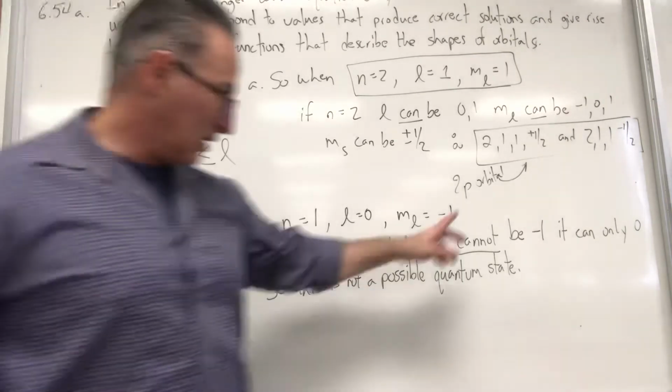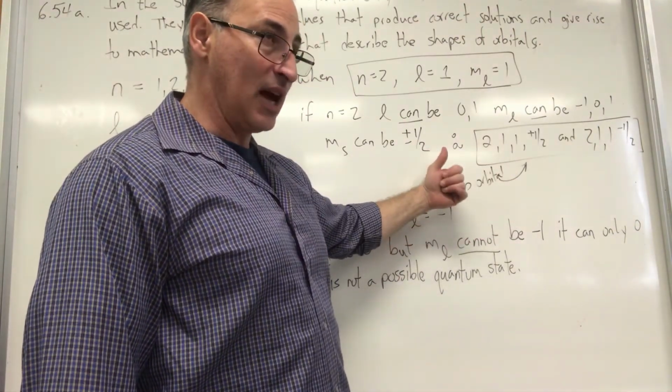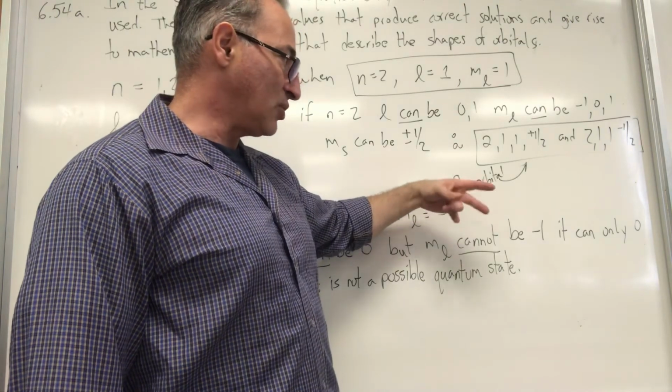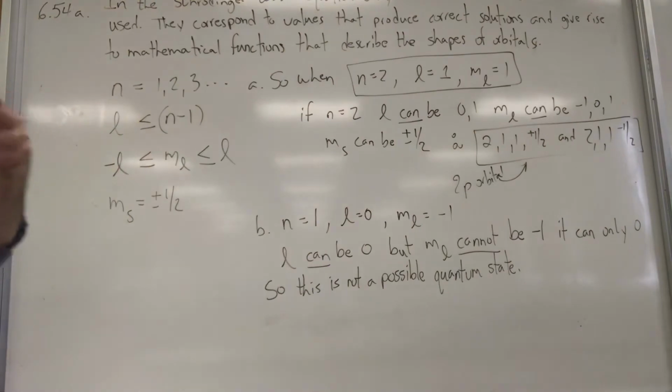How can you tell? When l equals 1, you get a p orbital. If l equals 0, it's an s orbital. If l equals 2, you get a d orbital. And if l equals 3, you get an f orbital. So it goes 0, 1, 2, 3, spdf.